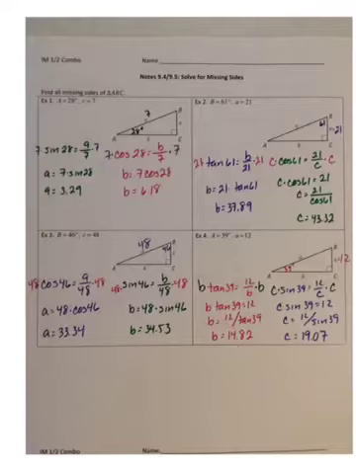So you really want to label your picture because you have to decide which sides do I have and which sides do I need. So for example A, angle A is 28 degrees and the hypotenuse is 7. So I need the opposite leg and I need the adjacent leg. I have the hypotenuse. So I'm going to go for A first, and that's the opposite leg, and I have the hypotenuse, so that would be sine. So I'm going to say sine 28 equals A over 7.